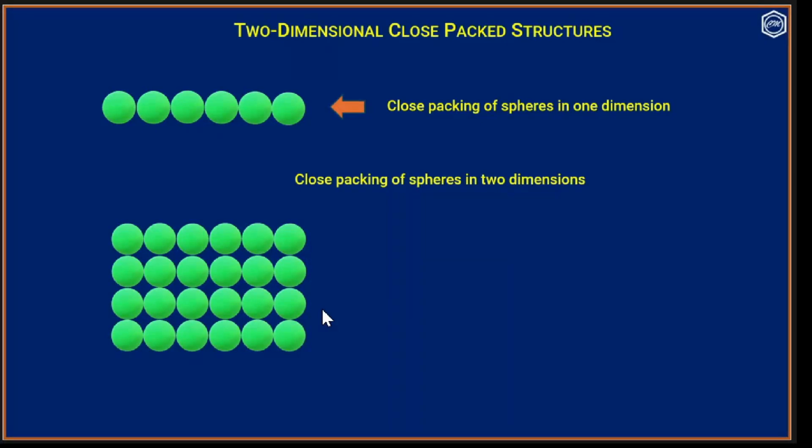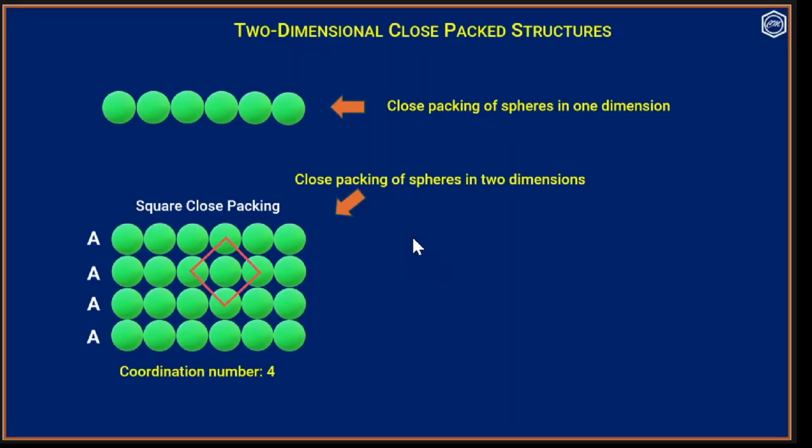In this arrangement, each sphere is in contact with 4 of its neighbors. Thus, the 2-dimensional coordination number is 4. The corners of the red square touch the centers of the neighboring 4 spheres. Hence, this packing is called square close packing in 2 dimensions.